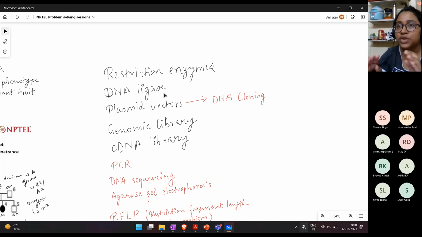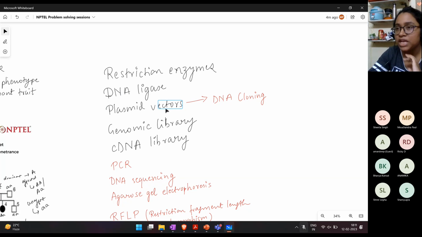When you have made a double strand cut of a DNA and you want to ligate, to join the fragments again, you need to use another enzyme called DNA ligase. DNA ligase is like a glue that joins together two fragments of DNA.